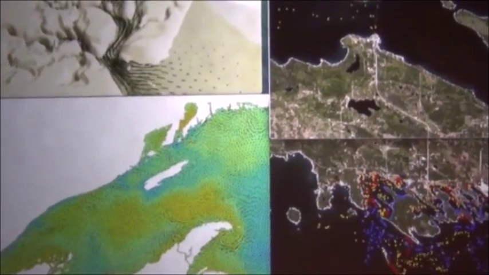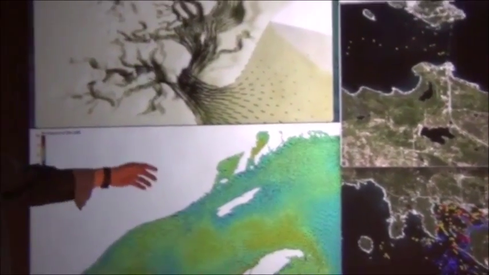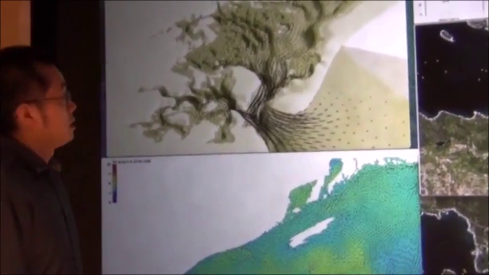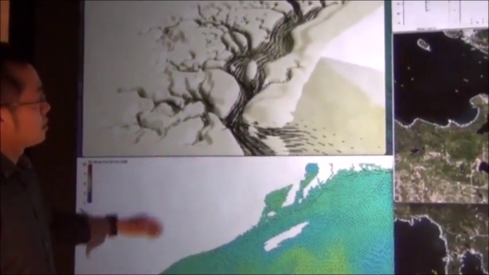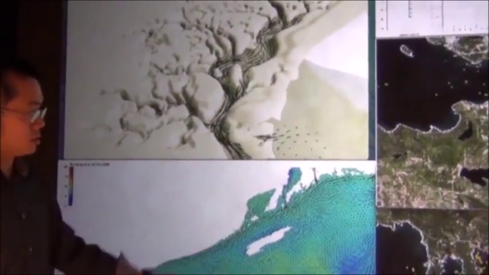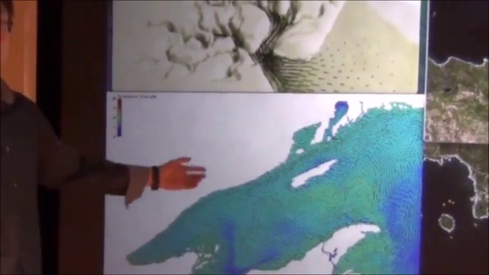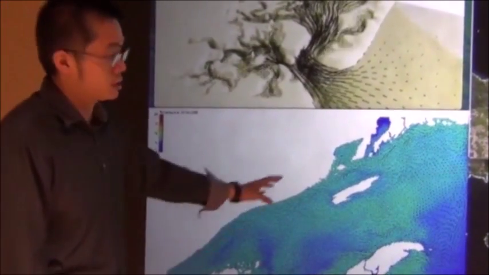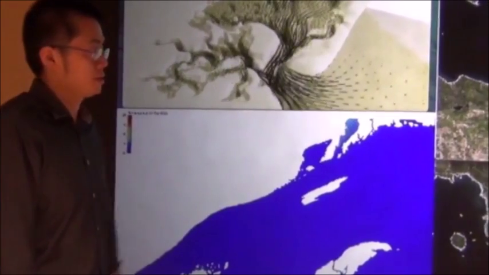Okay, great. This is a model simulation. The simulation of the tide movement in the estuary in the ocean. And this model simulates the surface water temperature and the currents in the west basin of Lake Superior.